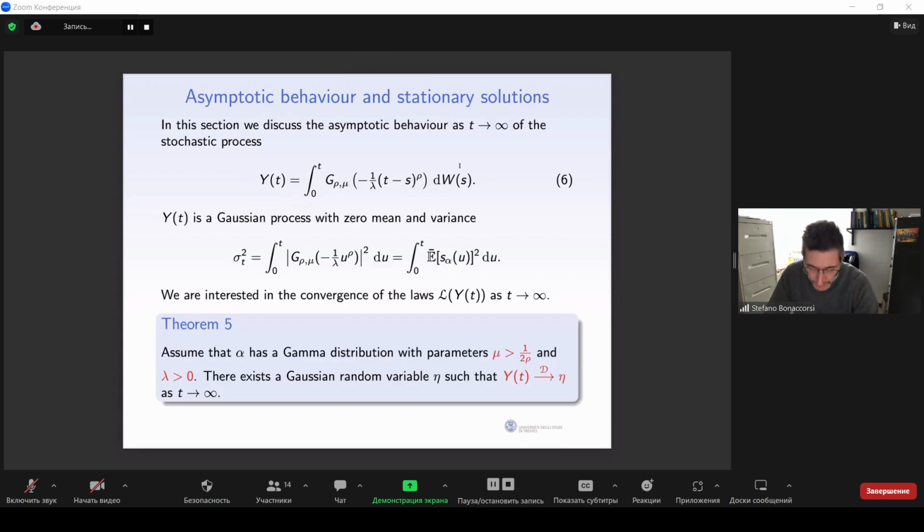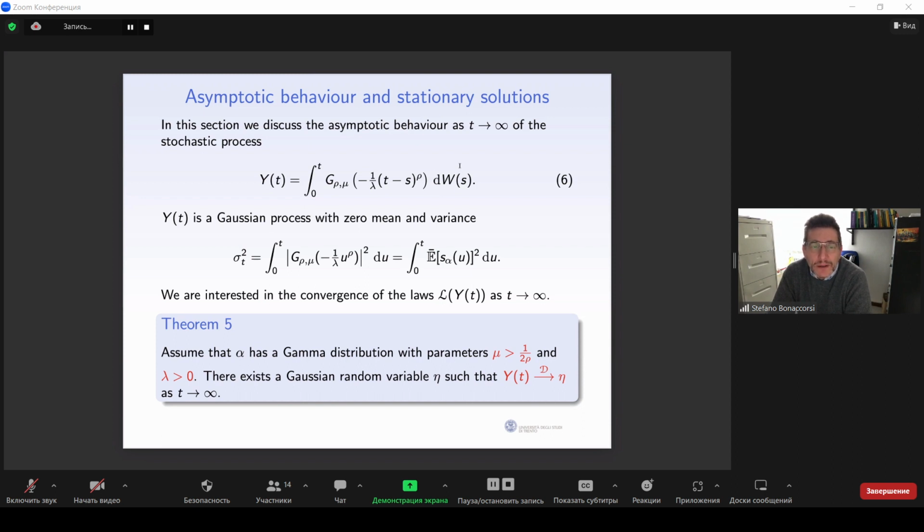The last part of the talk, so I should have a few minutes more, is about the asymptotic behavior of y(t). And this is interesting in two directions. The first one is the following.